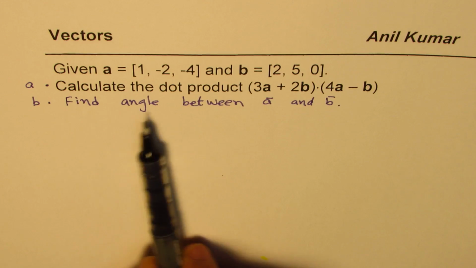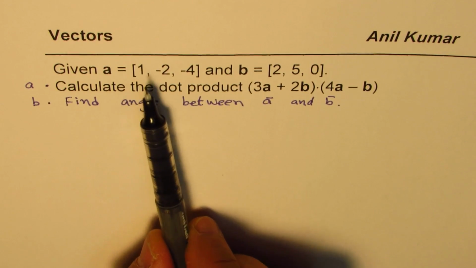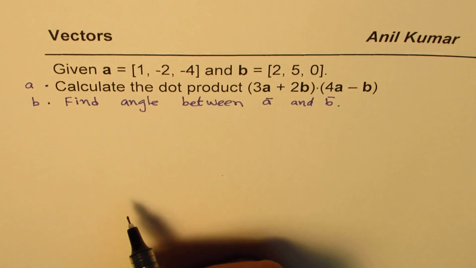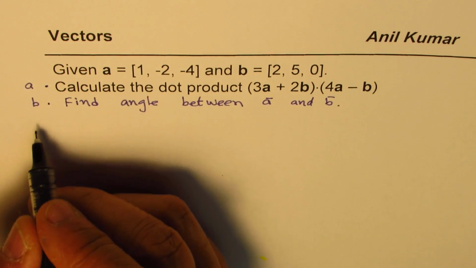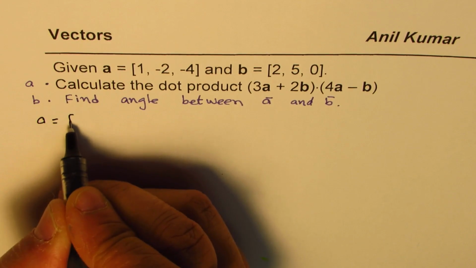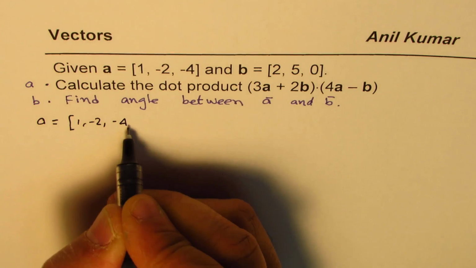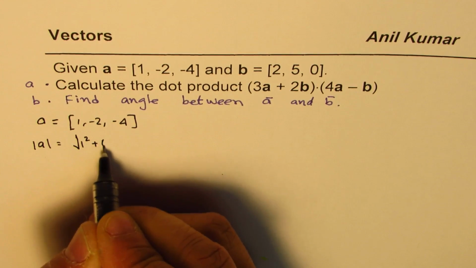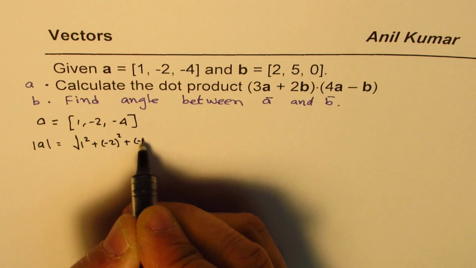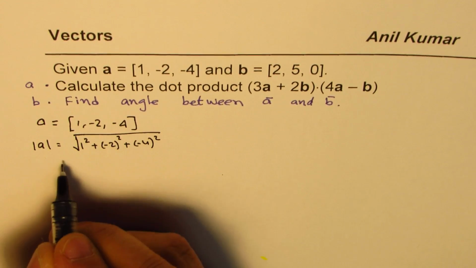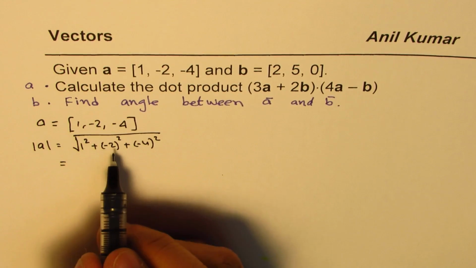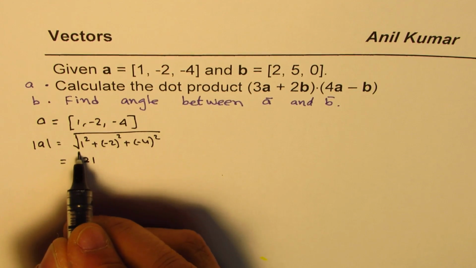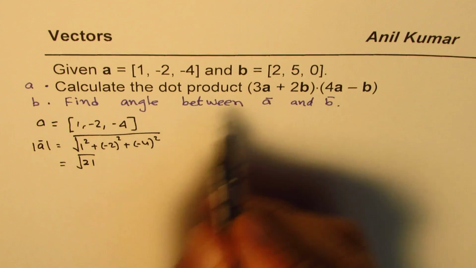Now, if I say that find the angle between A and B, then you have to find magnitudes of these two vectors. So let's say we have two parts to this question, right? So finding angle really means that we have this vector A, which is 1, minus 2, minus 4. Then what is the magnitude of this vector? Magnitude is 1 square plus minus 2 square plus minus 4 square. Well, we can always find this magnitude, which is 1 plus 4 plus 16, so it is 21, right? Similarly, we can find magnitude of B.